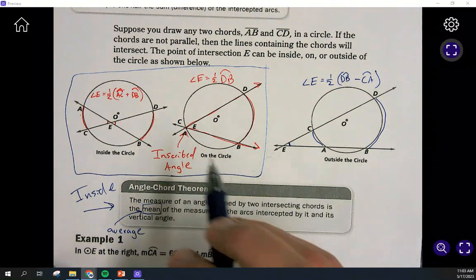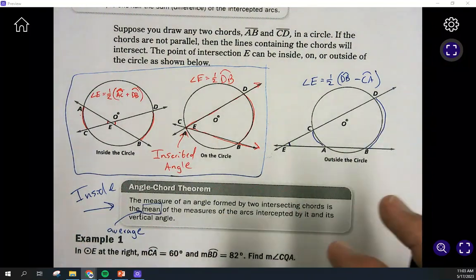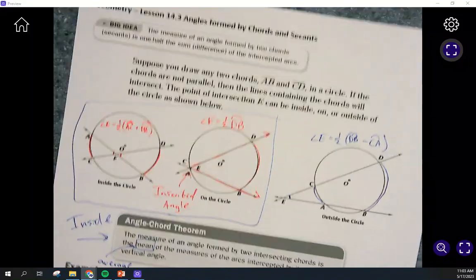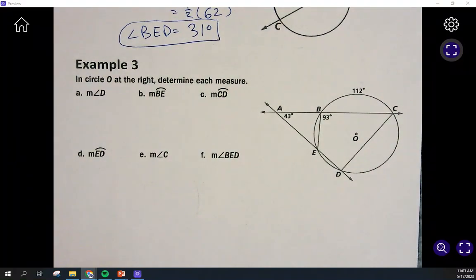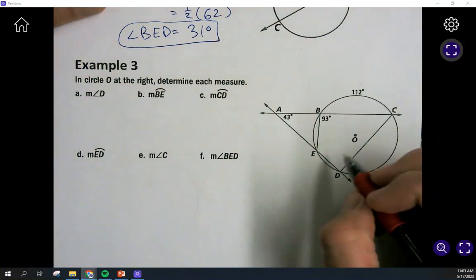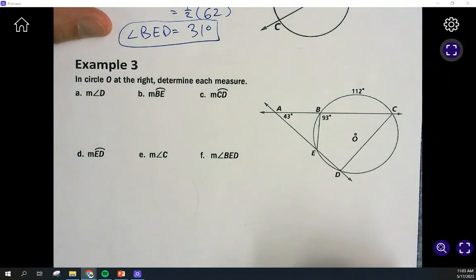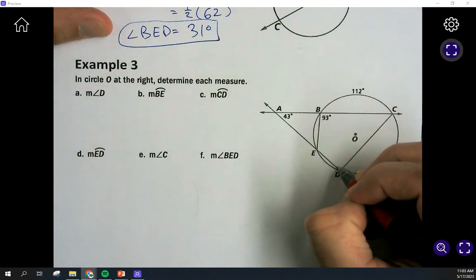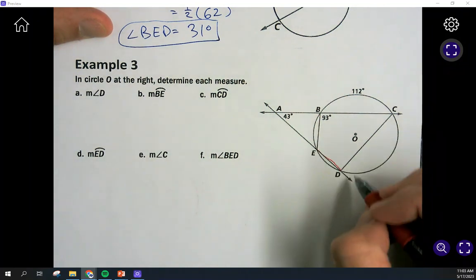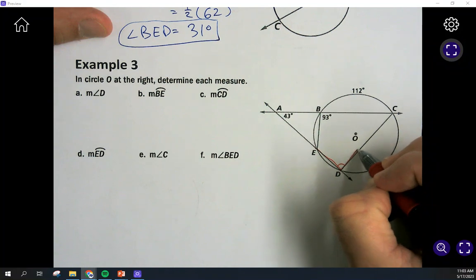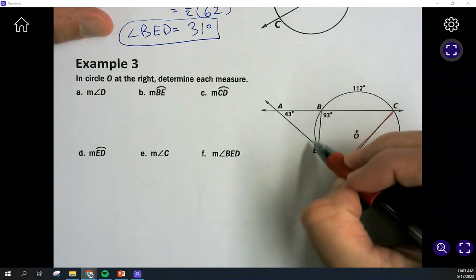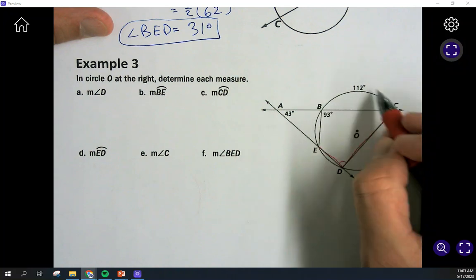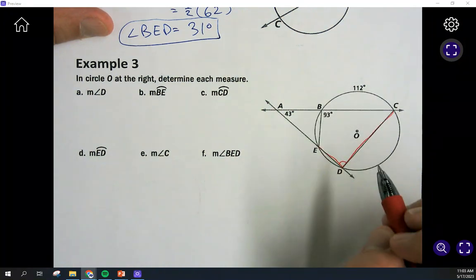Now, sometimes they're going to give you the angle, and you're missing one of the arcs, and you're going to have to work backwards. So we'll look at that here in example 3. All right, so example number 3, we have a lot to find, a complicated picture. So we kind of have to keep it all straight. Angle D is an inscribed angle, if you see that. So angle D comes and hits E, and then that angle also comes and hits C. So everything between E and C is the arc that it's creating, and that angle is half the size.